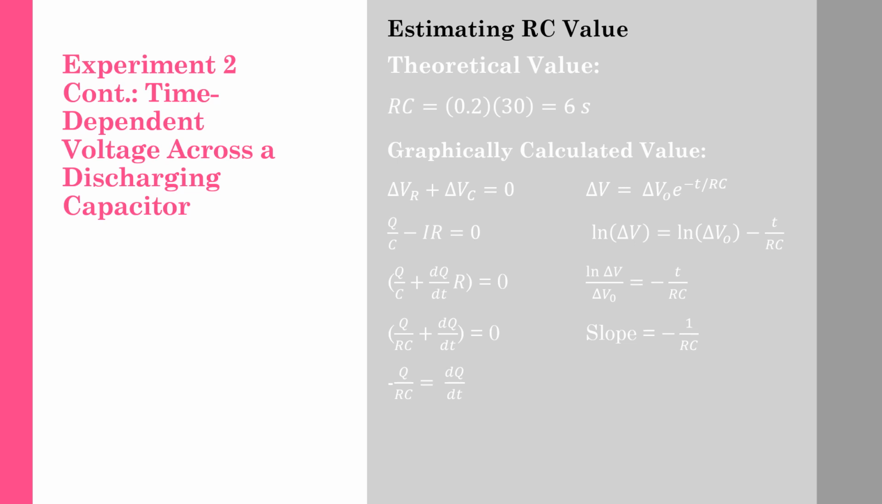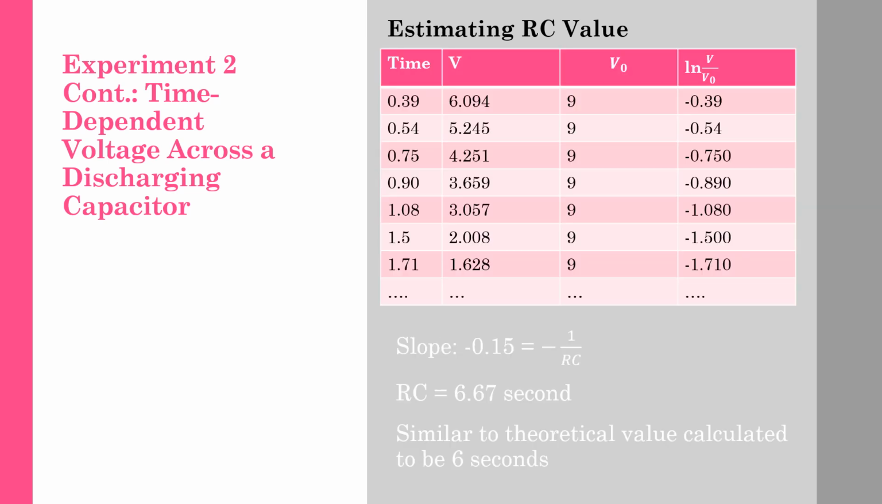seconds. In the next section, we're going to graph the natural log of the change in potential difference over the change in initial potential difference versus time. And this section shows that the slope of this graph is going to be equal to -1 over RC. Here are some of the values that I recorded while discharging the capacitor, and the slope of the graph created by these values was -0.15, and when reciprocated and multiplied by -1 was equal to 6.67 seconds, which is similar to the theoretical value calculated, that was 6 seconds.